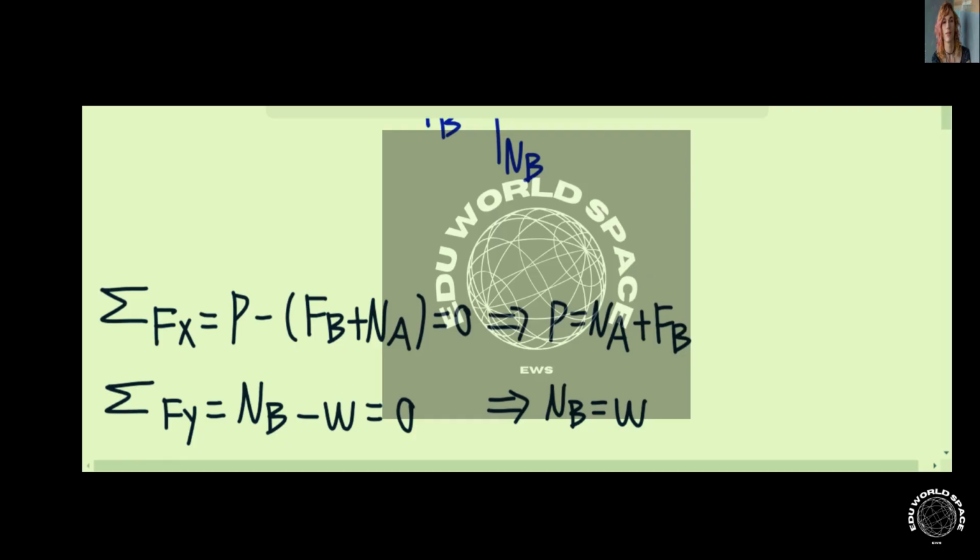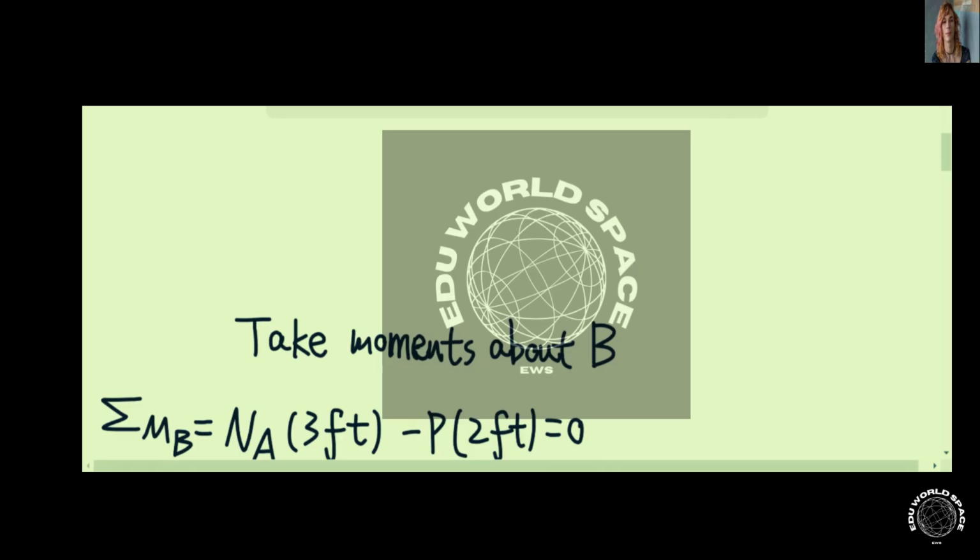NB here is the normal force at point B. W here is the gravity of the spool. And we know NA here is the normal force at point A. We're looking to determine FB, which is the friction at point B. So now let's take moments about point B.